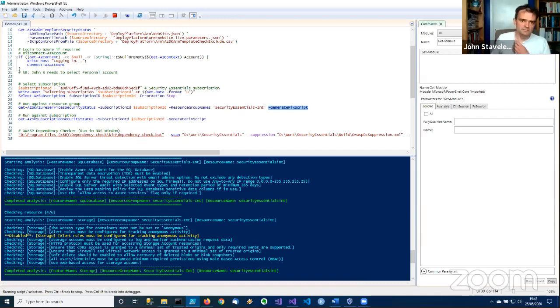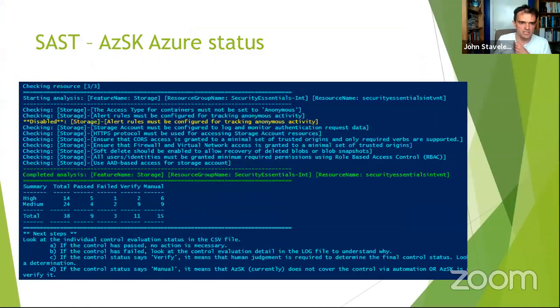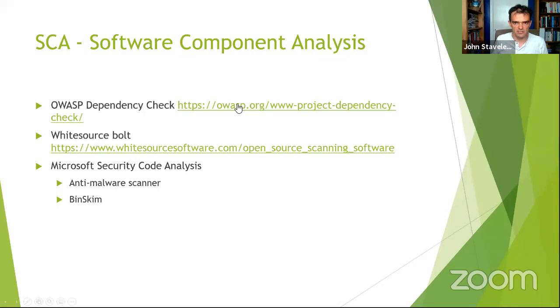So next up, software component analysis. We use a couple of packages here, the OWASP Dependency Check tool, which is very good, and Whitesource Bolt, which adds a lot onto that. You can use Microsoft Security Code Analysis, checking for anti-malware, and doing a BinSkim looking for secure compiler settings.